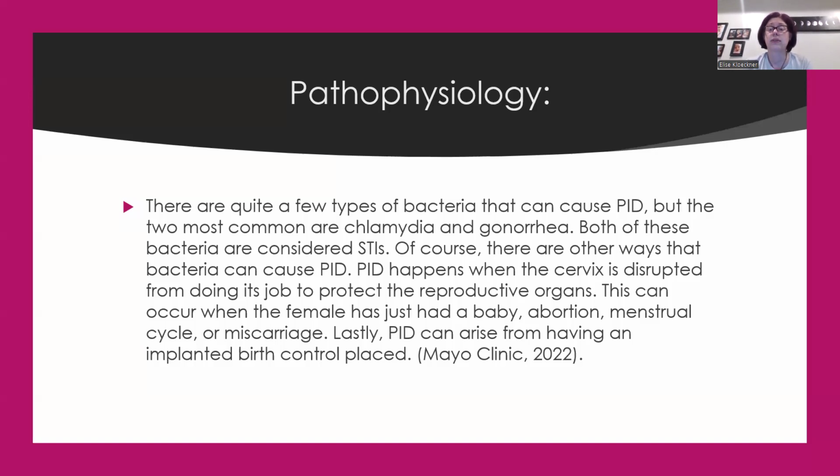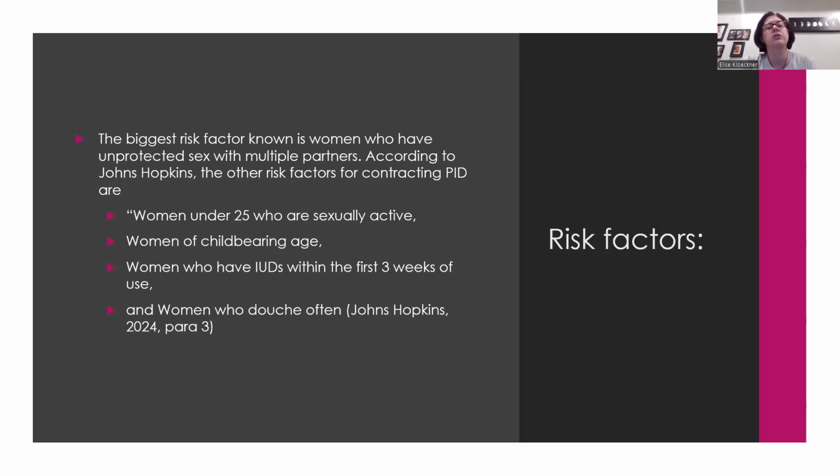PID happens when the cervix is disrupted from doing its job to protect the reproductive organs. So this can occur when the female has just had a baby, if she has an abortion, if she is on her menstrual cycle, or if she has a miscarriage. And then lastly, PID can arise from having an implanted birth control placed. Mayo Clinic 2022.